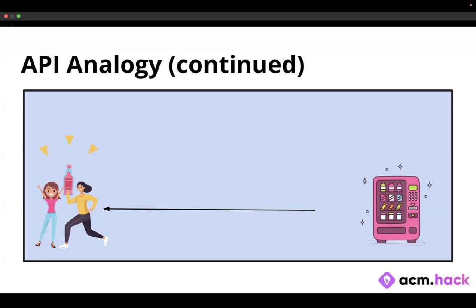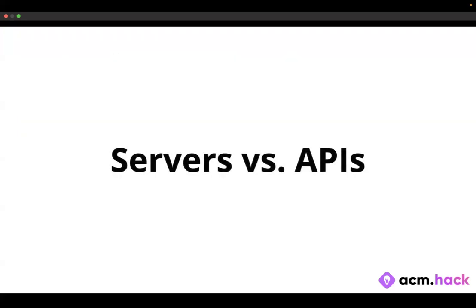Okay, so that's basically what an API does. It's sort of like the middleman that allows databases and servers, as well as the front end and the software to communicate. So clients and servers can communicate through APIs.